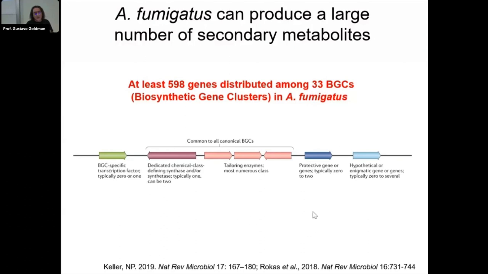Normally, most of these secondary metabolites are toxic to the organism that produces them, and then it has to protect itself by many mechanisms of self-protection. That's a quite interesting research line that we are working on in my lab, and I'm going to show you some results about that. Sometimes things are present in the cluster, sometimes they are not, like the transcription factors. Or there are many hypothetical or enigmatic genes that we have no clue what they are doing there.